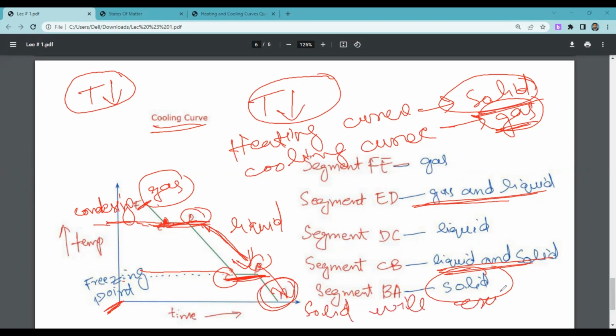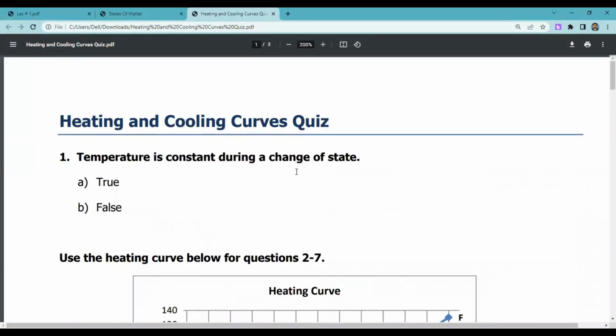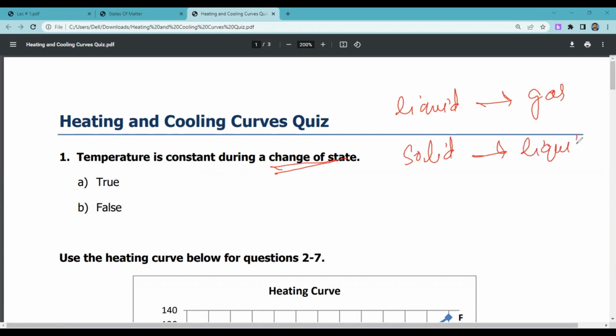This is heating and cooling. Now we will see some question answers related to this topic so that you can understand it easily. That will become easy for you. This is a quiz. Temperature is constant during a change of state. Is this statement true or false? It means that a state is changing, a liquid is changing into a gas, a solid is changing into a liquid. Does temperature remain constant?